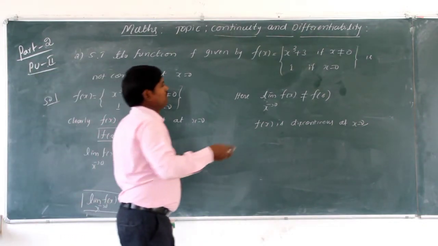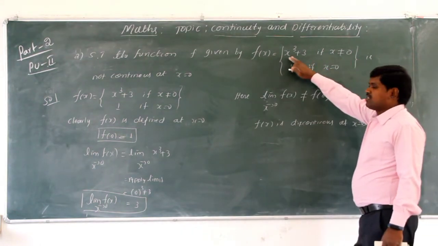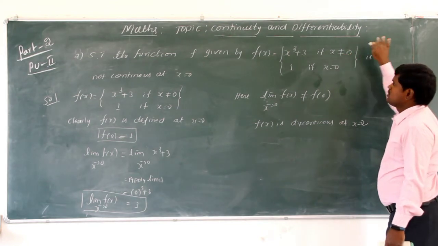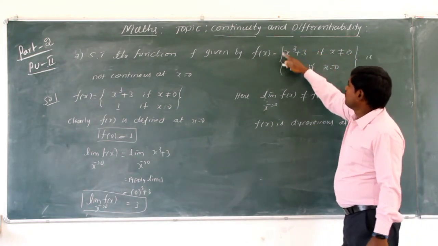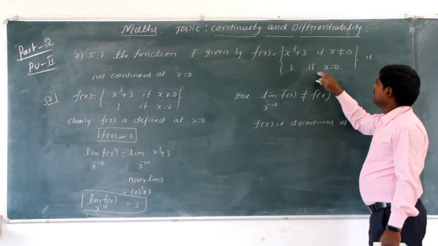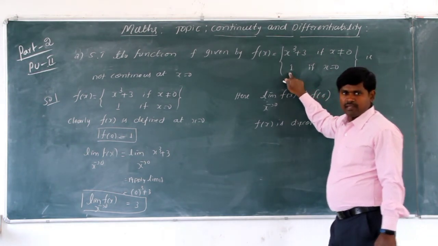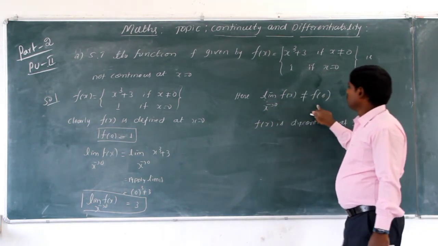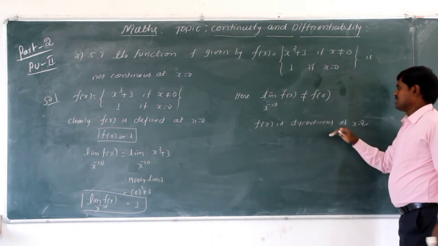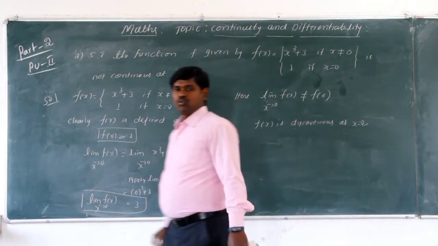Suppose we take x less than 0, being a polynomial function it is continuous. Suppose x is greater than 0, then also it is a polynomial function, and in such a case also it is continuous. Similarly at x is equal to 0, the value is 1. From these two, the limiting value of the function is not equal to the value of the function. So f of x is discontinuous at that point.